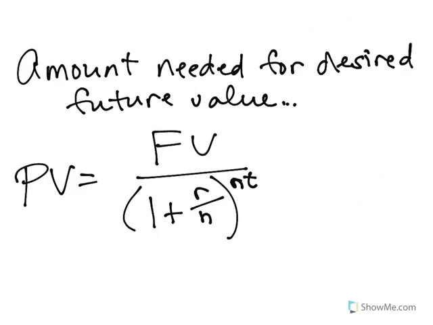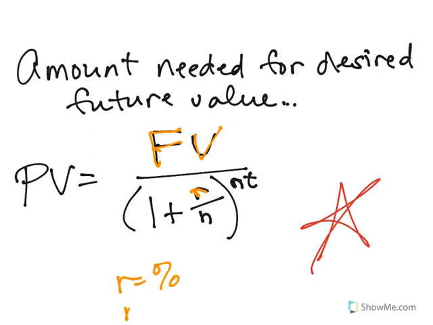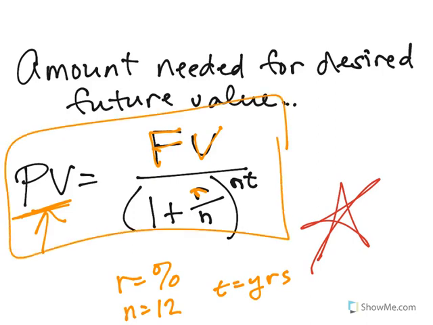Now, we're going to focus on this one here, the amount needed for a desired future value. So again, this is the future value we want, the numerator. The denominator we divide by 1 plus the annual percentage rate. So again, R is the percentage rate, N would be 12 because again, we're making monthly payments, and T is the number of years. So if we say, okay, how much do we need now? What is the present value that we need right now in order to have some future value later? Okay, so this is the formula we are going to use.